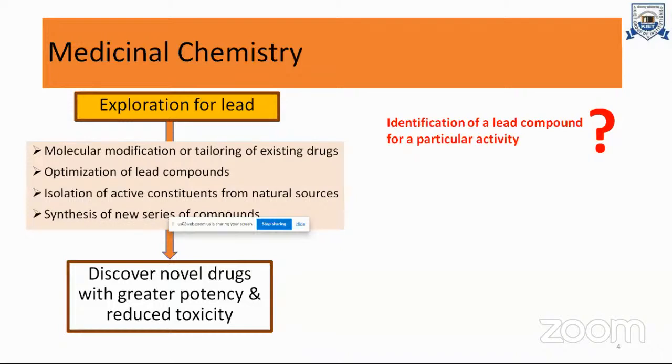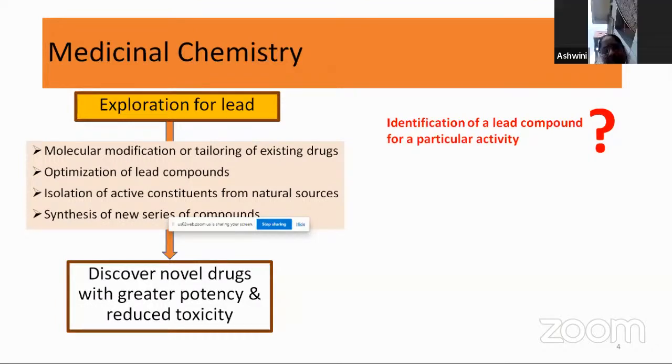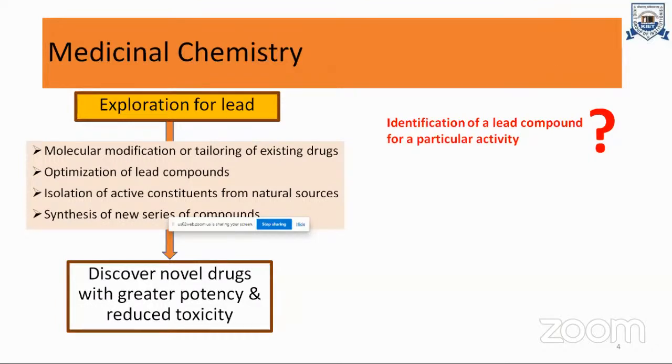Now in the case of this exploration for lead, when we need to explore the lead, it means we need to identify its potential for future activity. For that purpose, there is molecular modification or tailoring of existing drugs, then optimization of chemical sources, and synthesis of a new series of compounds. So these are some existing approaches. What we do in this case, basically, when we have to identify new derivatives or new analogs of the identified nucleus, is we can incorporate some molecular modifications.